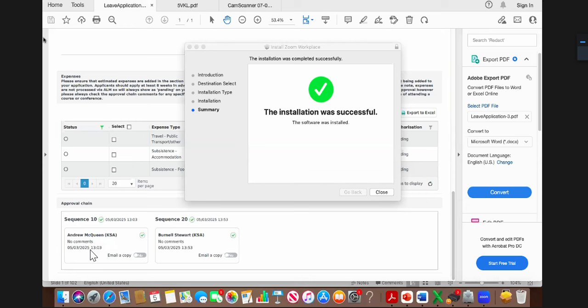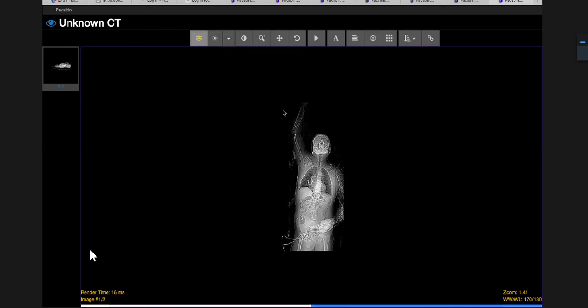So let me tell you about this a little bit. This is from a scout view of a CT, which is a CT pan scan for major trauma. I work in a major trauma center, and I don't know if you've got much experience of trauma scanning.